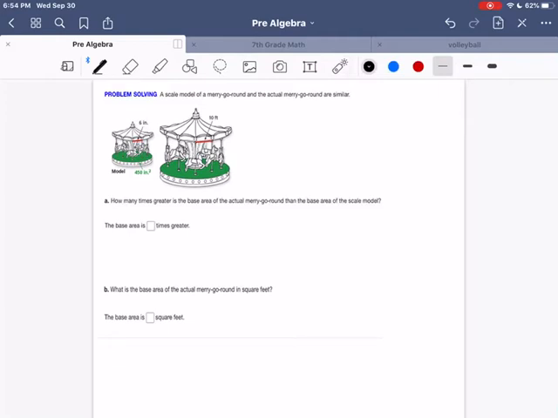Okay, so it wants to know how many times greater is the base of the actual merry-go-round than the base of the scale. So obviously, let's just call this the small and the large, okay? The one on the left is the model of this merry-go-round. So the first thing I see is that this is in feet and this is in inches. So we have to convert them. We have to convert 10 feet to inches.